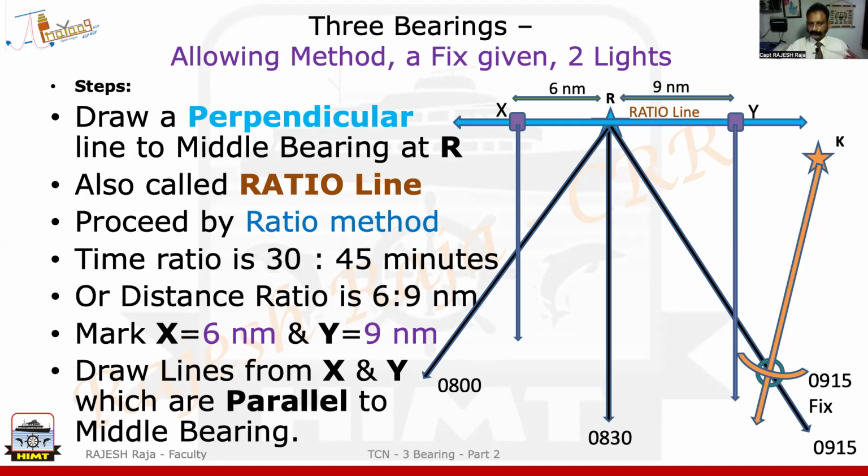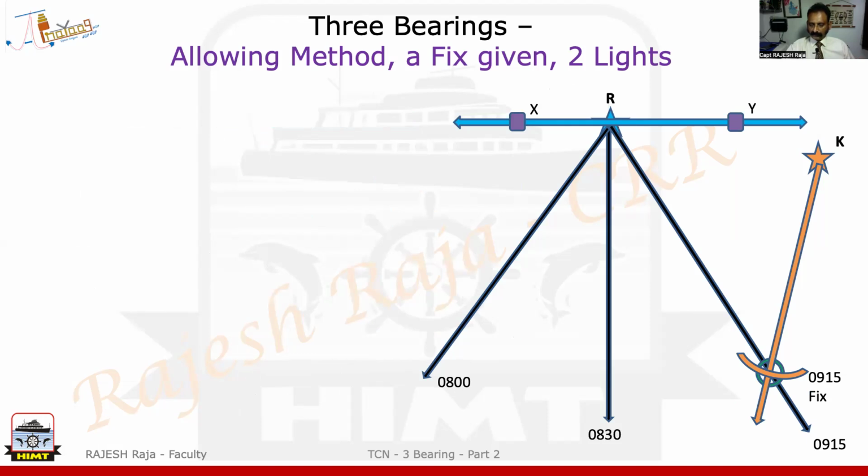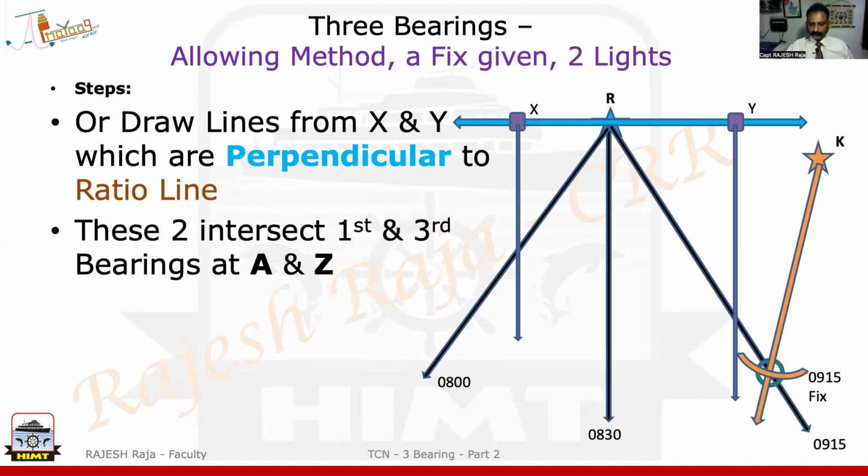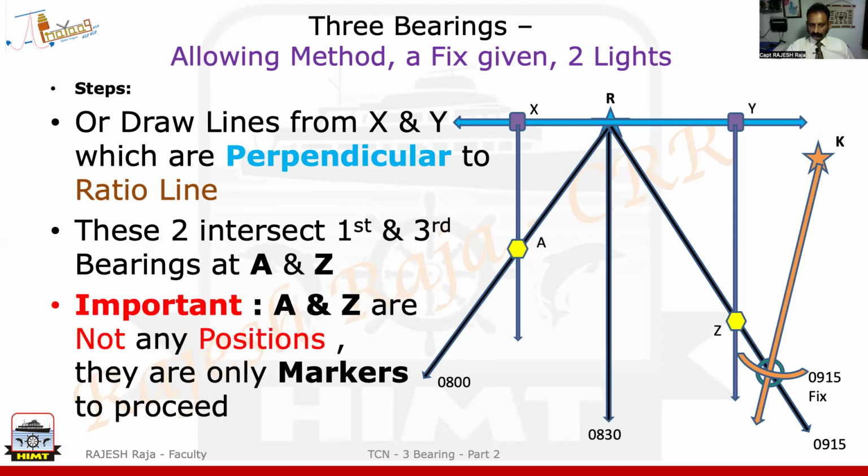I have intersected. Now there's a small second way of talking about the same two. You see here I have X and Y. I can call it in a slightly different way. I'm going to draw lines from X and Y which are perpendicular to the ratio line also, which is exactly the same. And these two intersection points on the first and third bearing are called Alpha and Zulu. Very important, Alpha, Zulu are not any positions, they are just markers.